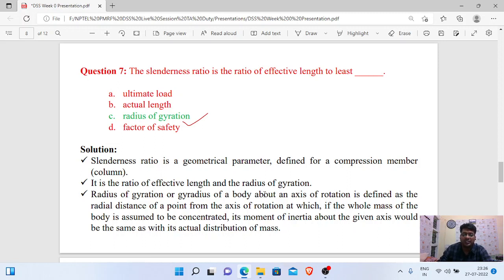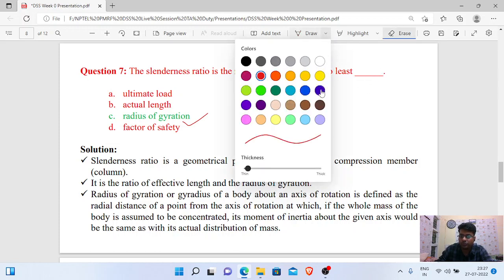The radius of gyration about an axis of rotation is defined as the radial distance of a point from the axis of rotation at which, if the whole mass of the body is assumed to be concentrated, its moment of inertia about the given axis would be the same as with its actual distribution of mass. Let me explain this. One minute, let me draw a figure for you.